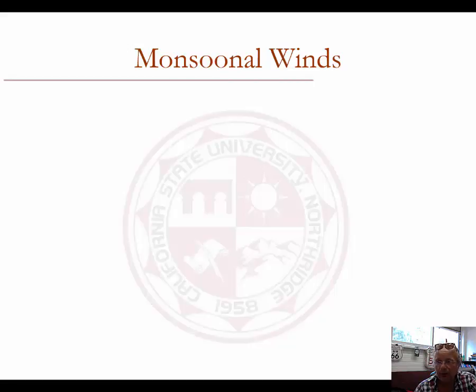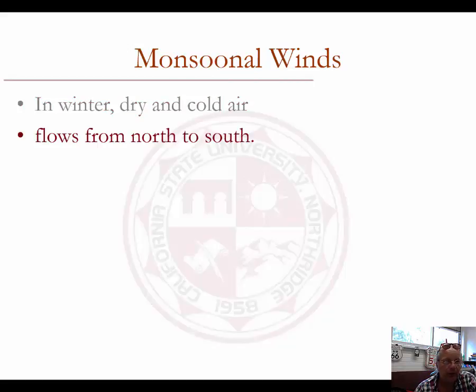The most famous of monsoonal winds are the ones that occur over Asia. In winter, and monsoon, by the way, means wind, not rain. In winter, cold, dry air comes out of Siberia and spreads across all of Asia, but particularly heads towards the Indian Ocean and the warm Pacific Ocean. It flows from north to south and dries the land out.